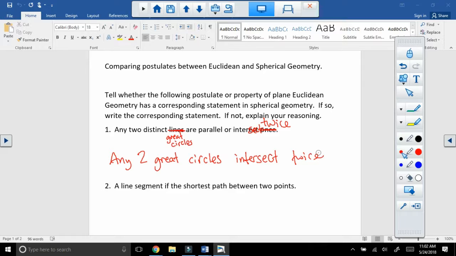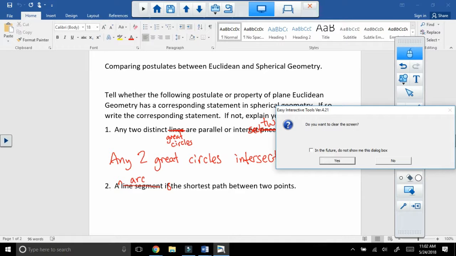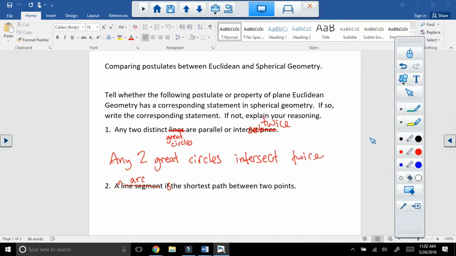The only thing I would change maybe here is instead of saying the line segment, what would the line segment look like on the sphere? It'd be curved, and that would be called an arc. So maybe an arc is the shortest path between 2 points. Man, I really kind of messed up here on the spelling, didn't I?